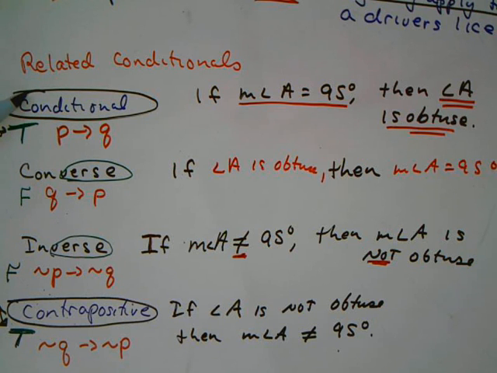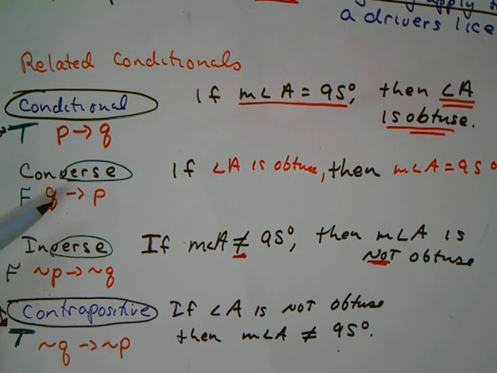And I like that because once we start putting nots in there, I sometimes get confused. So it's easier to just say, figure out what the conditional is. If it's true, so is the contrapositive. You don't have to think about it. Figure out what the converse is. If it's false, so is the inverse. You don't even have to think about it.